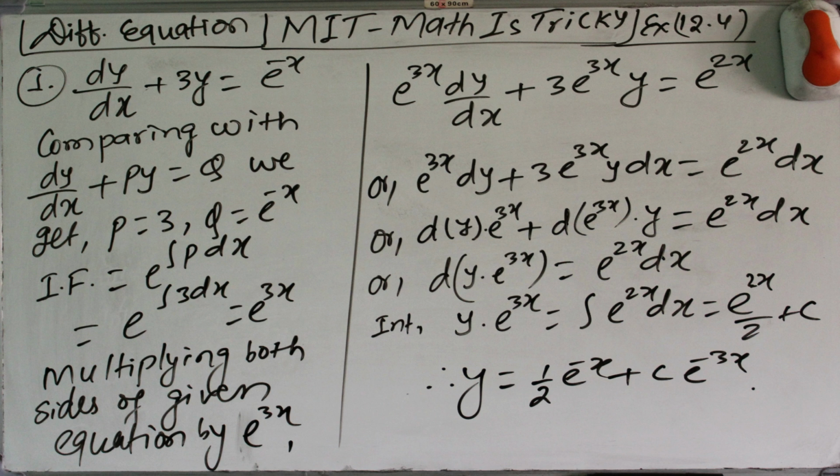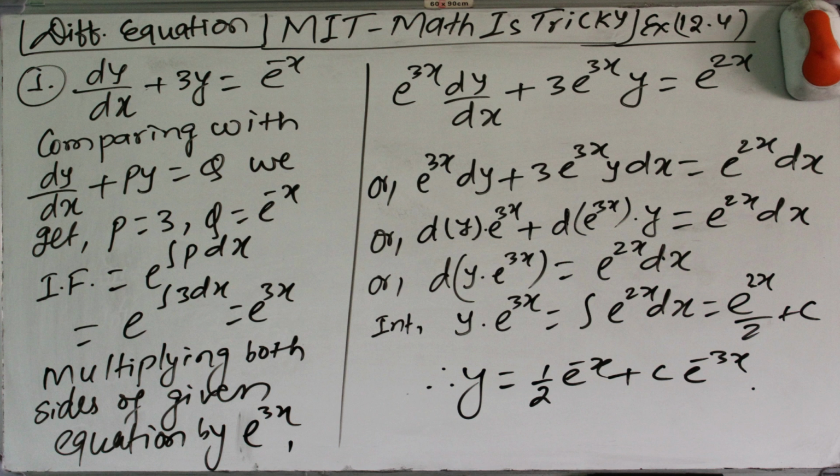Now by integrating both sides, we get y into e power 3x on the left-hand side equals the integration of e power 2x on the right-hand side, which is e power 2x by 2 plus c. By simplification, dividing both sides by e power 3x, we get y equals 1 by 2 e power minus x plus c into e power minus 3x, which is the solution for question number 1.